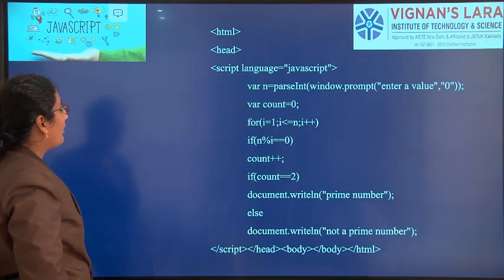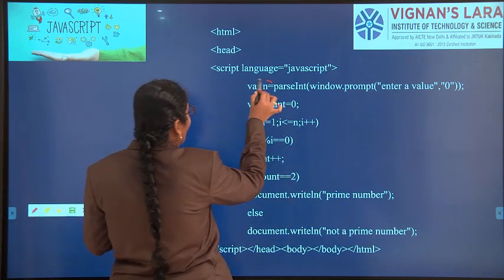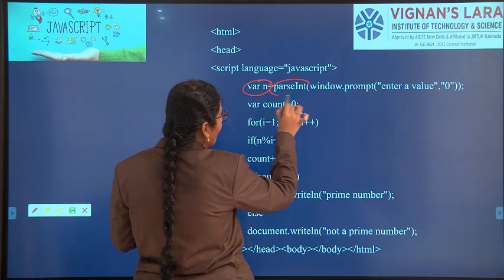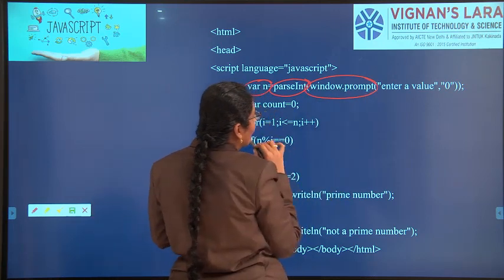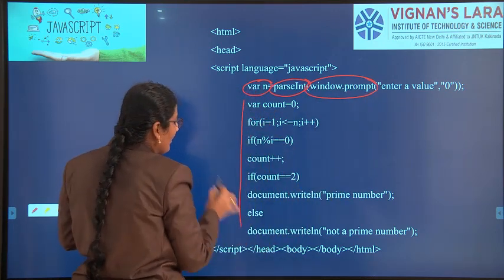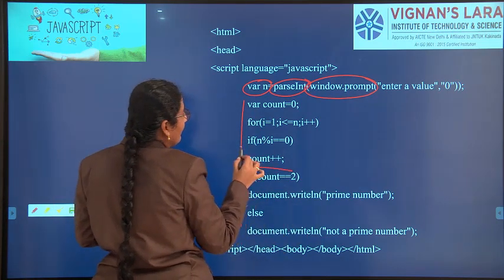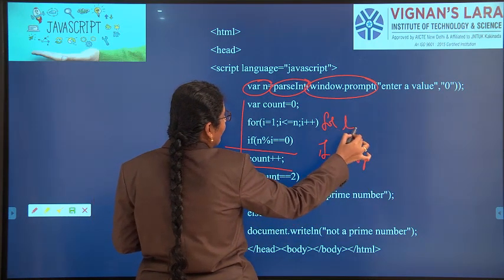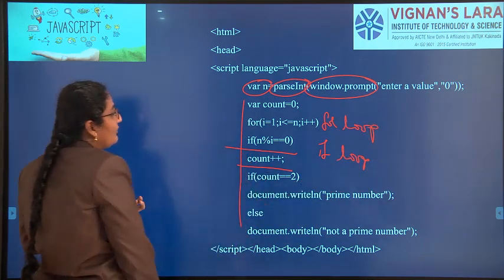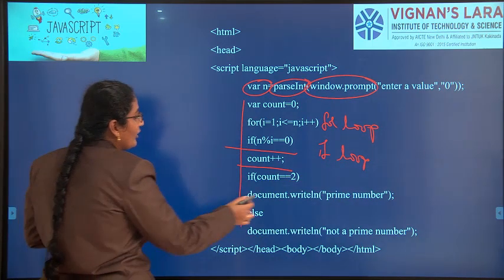So now this is the program for prime number. What we have seen till now: n is the variable, it is not a string, converting into an integer, giving input from the keyboard, so we are using window.prompt. All these steps are for finding a prime number, count plus plus, increment operators. We are using an if here, and a for loop also. So we are using a for loop, an if, and an increment operator.